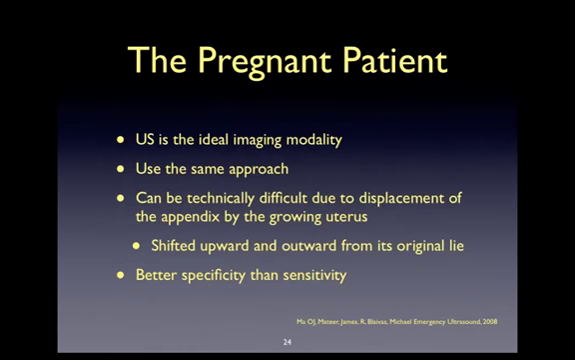Pregnant patients, like pediatric patients, are a special demographic of patients where the effect of ionizing radiation can be detrimental. And while ultrasound is the preferred imaging modality for the diagnosis of appendicitis in this patient group, the study is even more challenging as the appendix will be shifted upward and outward from its original lie by the growing uterus.